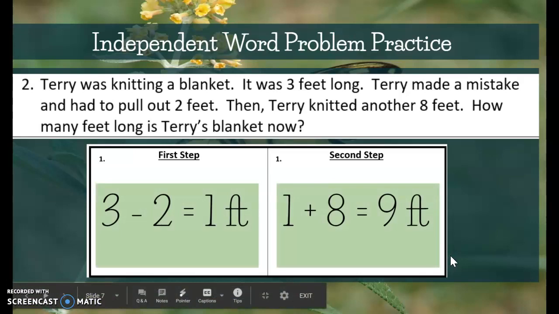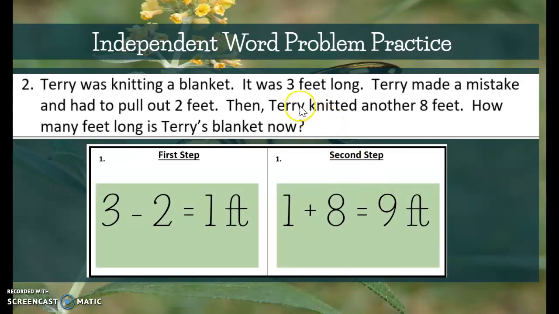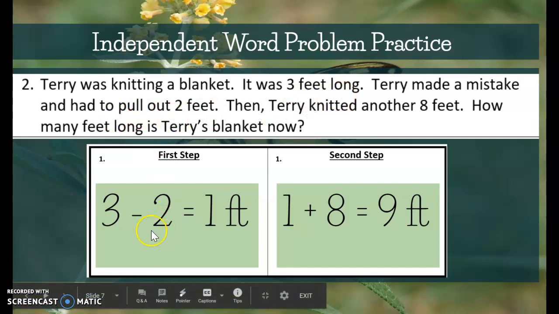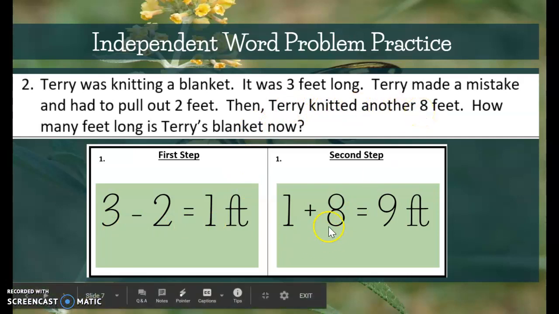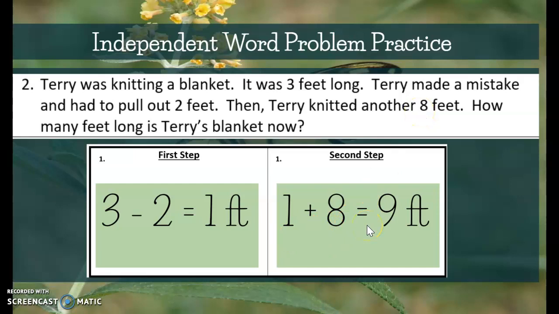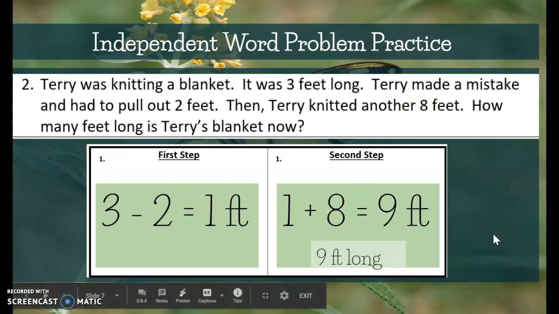Did your equations look like this? Let's think about it. He started out with 3 feet. Then he made a mistake and had to pull out 2 feet, so I subtracted 2 from the 3. That meant he only had 1 foot of blanket left. Then he knitted another 8 feet. So 1 plus 8 equals 9. So Terry's blanket was 9 feet long.